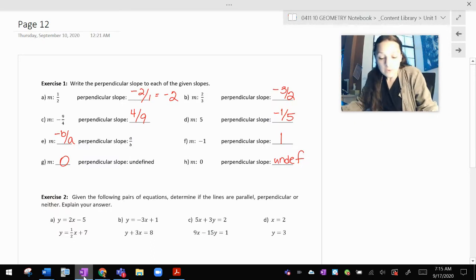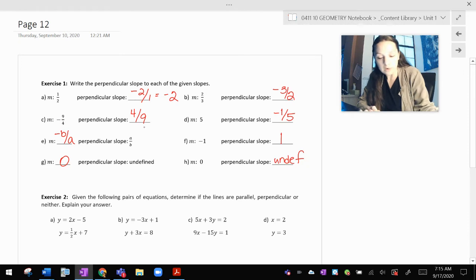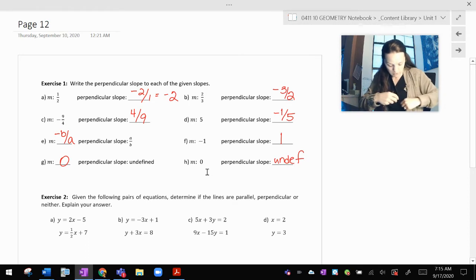Okay, so here are the answers I came up with. 1/2 becomes -2/1. 2/3 becomes -3/2. -9/4, we drop the negative, becomes 4/9. 5, which is 5/1, becomes -1/5. Now when I have letters, I don't care. Negative reciprocal just means negate it and flip it upside down. So A/B becomes -B/A. -1, which is -1/1, becomes +1/1. And then undefined and 0 are our exceptions for those perpendiculars there.